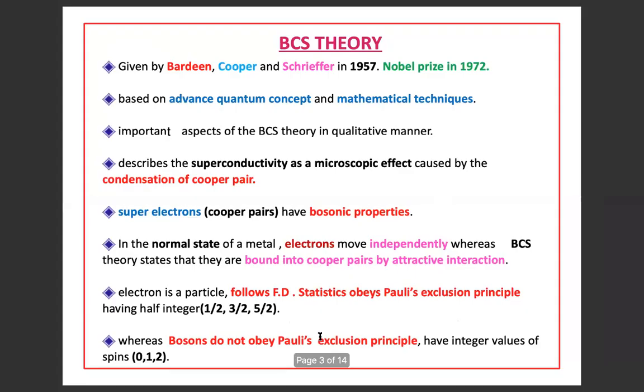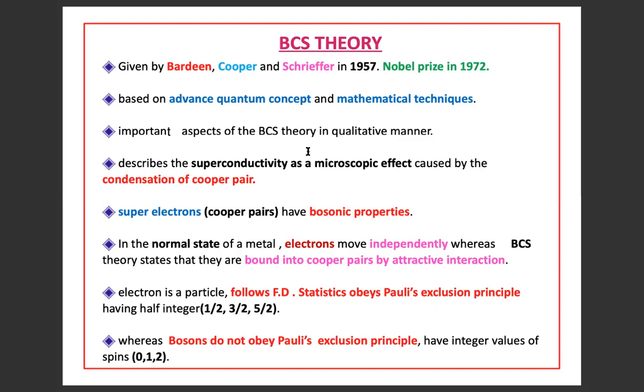Today we will discuss BCS theory. BCS theory was given by three scientists, Bardeen, Cooper and Schrieffer in 1957. And for this discovery, they were awarded the Nobel Prize in 1972. This theory is based on advanced quantum concepts and mathematical techniques. This theory basically explains the behavior of low Tc superconductors. Here we'll discuss important aspects of the BCS theory in a qualitative manner.